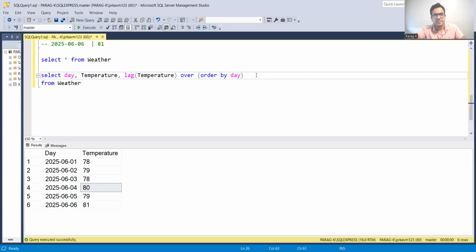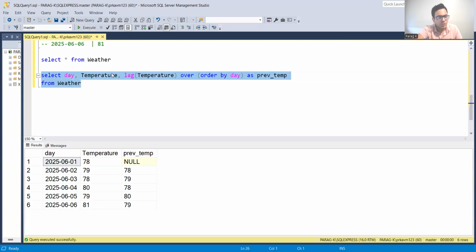If it is lead, it will do the same the other way around. Okay, so let me just do something like as prev temperature. So let me see and run this if it works. Yes. So if you observe one thing, what is ahead before 78? Null, because nothing is there. Then you can observe everything has been basically shifted down, in simple words. So we're getting all the previous ones.